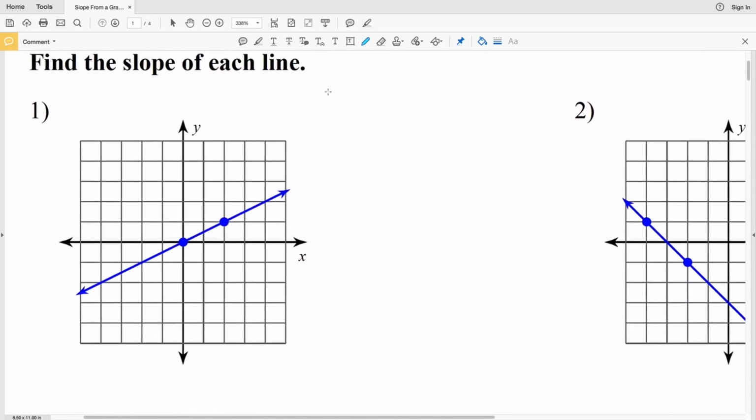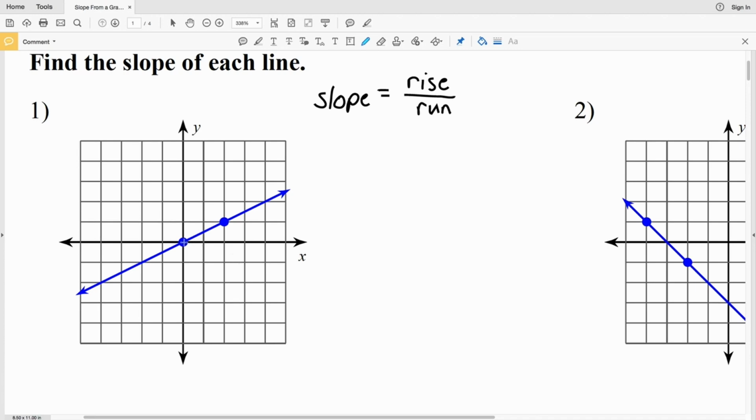Now, when looking at a graph, you can think of slope as the rise over run. And that is the change in y over the change in x. The rise represents the change in y, which is the change in the vertical direction. Run is the change in x, or the change in the horizontal direction.